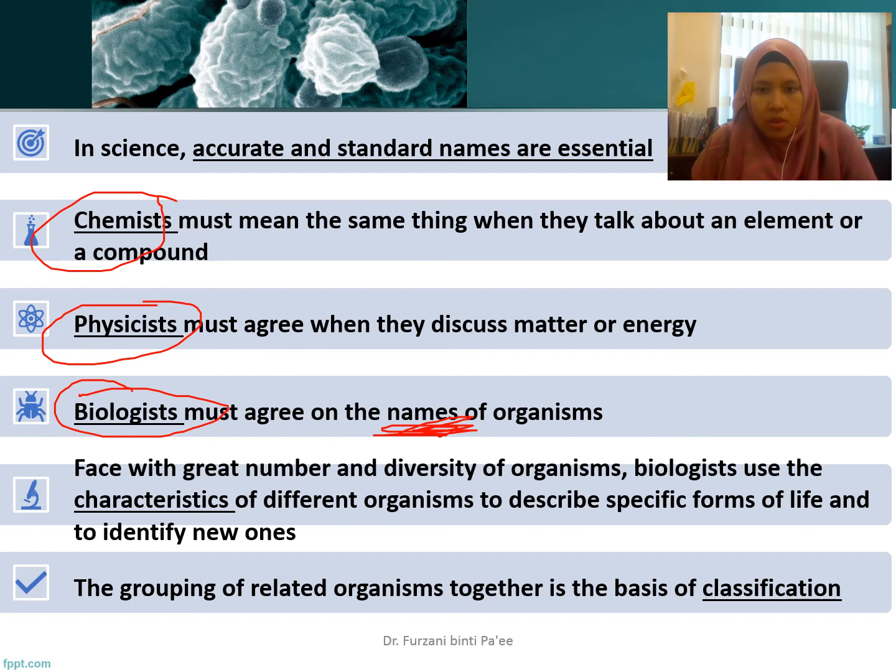Alright, so forms of life. We classify, or group them, based on the characteristics of the organisms. For example, the ones with flagella we put in one group, and the ones without flagella we put in another group. So it's easy for us to compare and to know which one is which. The grouping of related organisms together is the basis of classification.